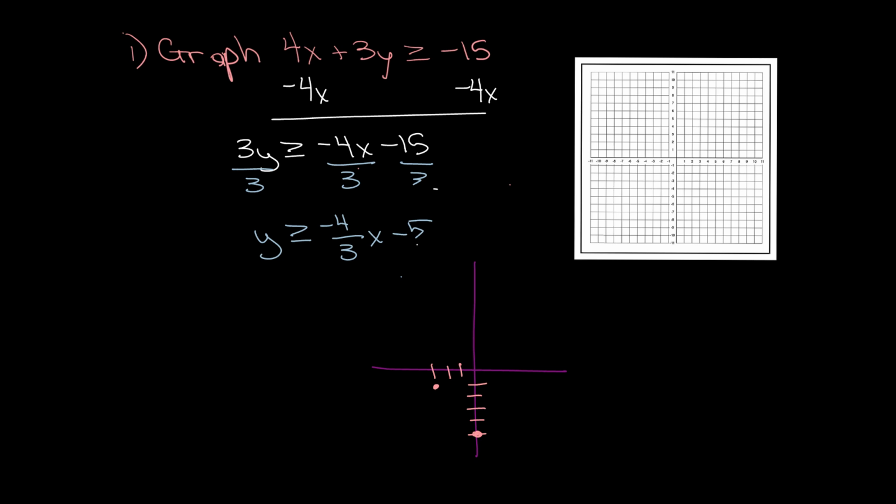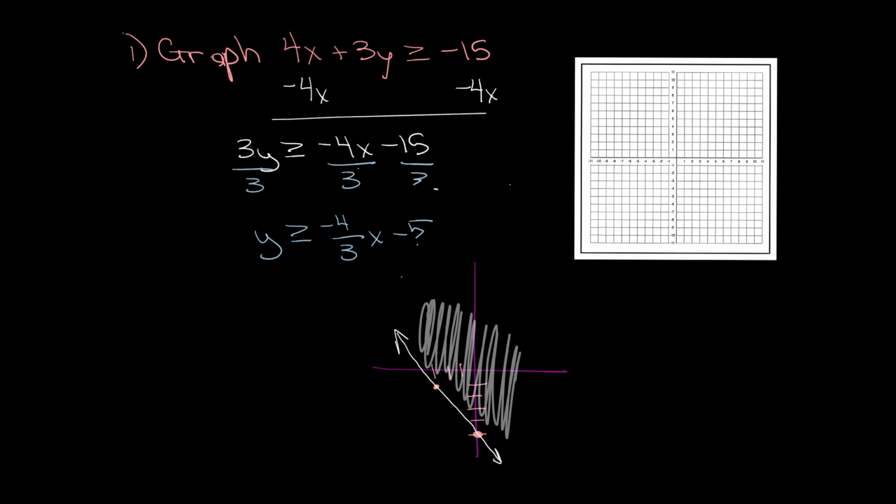So my line would look like this. And because it's greater than or equal to, that's why I have a solid line. Now I'm going to shade. I'm going to shade above the line right here because it's greater than. So that's on top of the line.